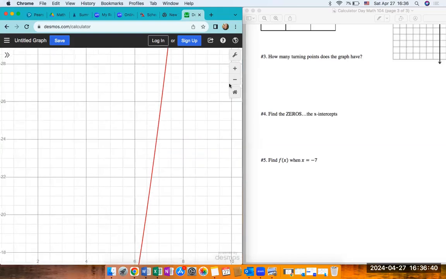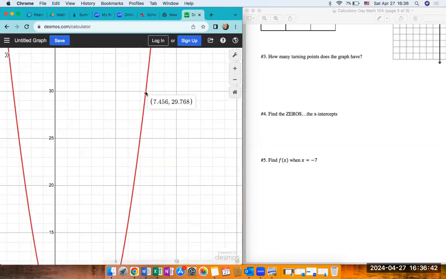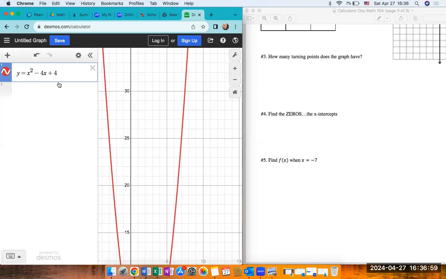Oh, that's probably where I was going. Probably wasn't looking at the right number. 7. Getting closer and closer. Come on. Oh, almost there. 7.25. There you go.